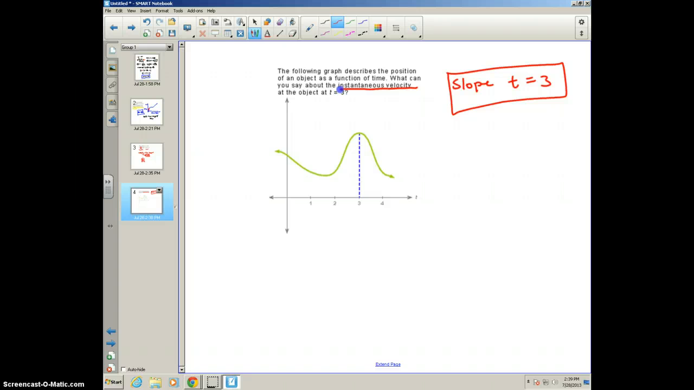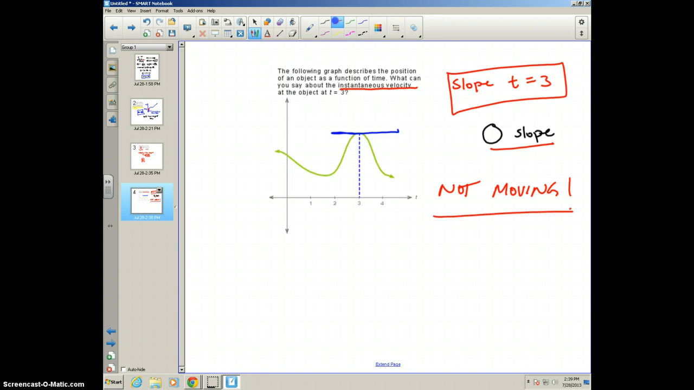So if we go through this graph here, at 3 we see that our line tangent is horizontal. And horizontal lines always have a slope of 0. So 0 slope. So what can we say about the instantaneous velocity of the object? If we have a 0 slope, we can say that the object is not moving. So at t equals 3, the object is not moving. And that's the answer to the problem.